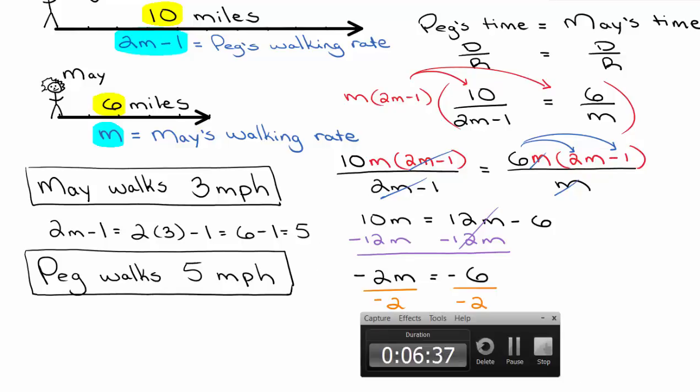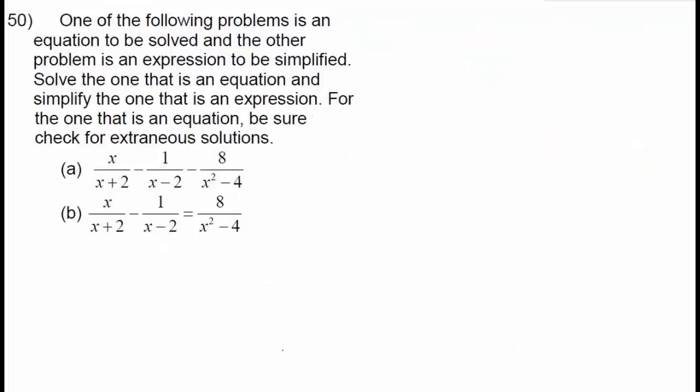Alright, this is number 50. One of the following problems is an equation to be solved, and the other problem is an expression to be simplified. Solve the one that is an equation and simplify the one that is an expression. For the one that is an equation, be sure to check for extraneous solutions.